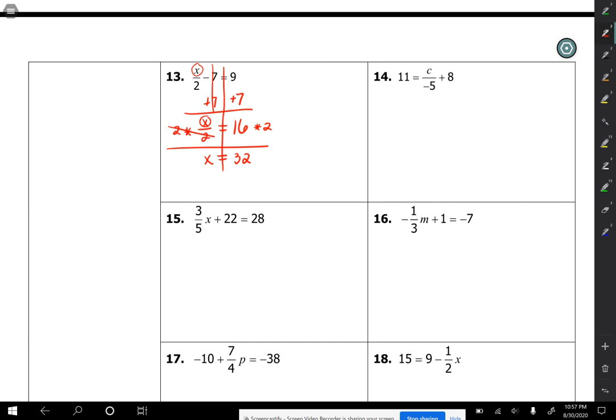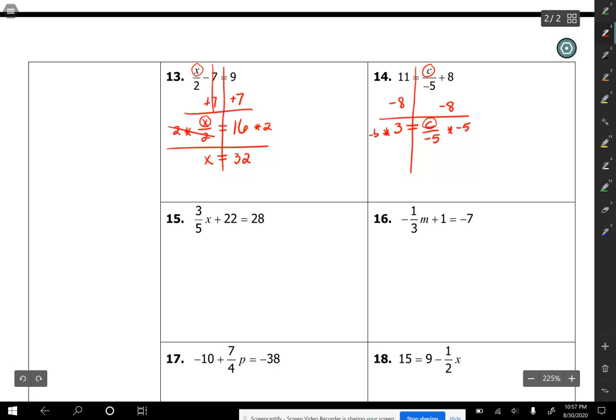Number 14, 11 equals c divided by negative 5 plus 8. I'm going to draw my line, circle my variable, then subtract 8 first. 11 minus 8 is 3 equals c divided by negative 5. I'm still solving for c, but it's division by negative 5, opposite, and it makes me want to multiply by negative 5 on both sides. Negative 5 times 3 is negative 15 equals, these cancel out over here, leaving me with c.